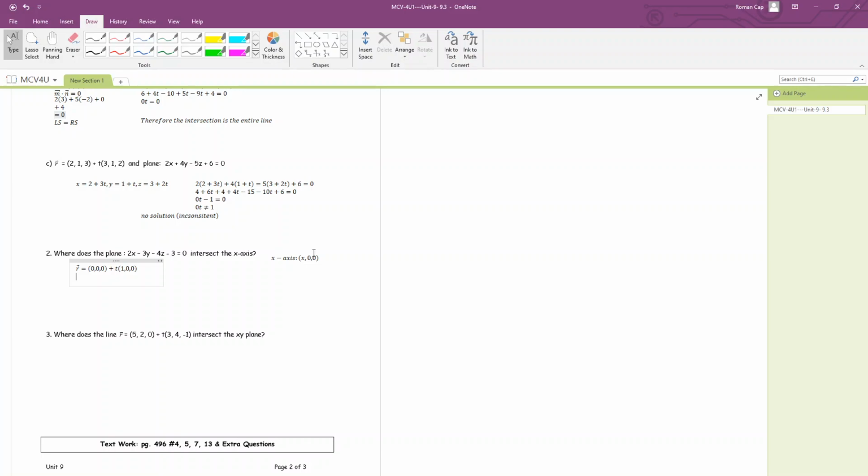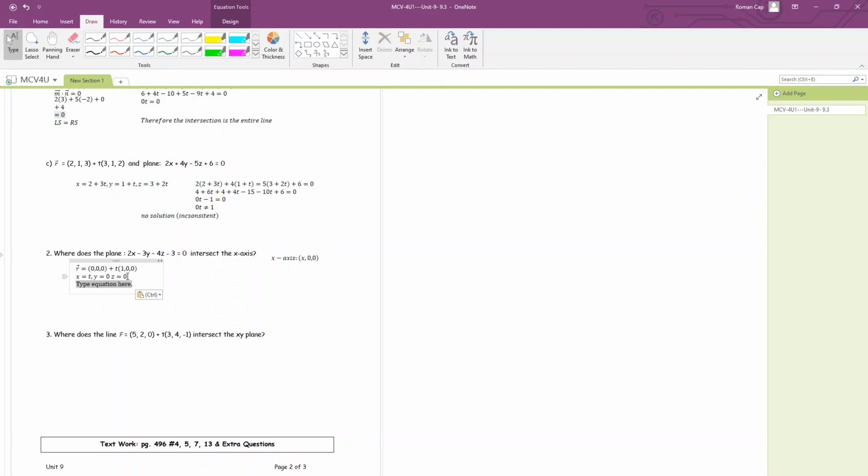So now the next step for this, I'm going to put it back into the parametric equation. So we're going to get x is equal to t, y is equal to 0, and z is equal to 0. I get these because it's going to intersect the x-axis, so y and z are going to be 0. It's just x that we're not sure about, so we're going to call that with the parameter t.